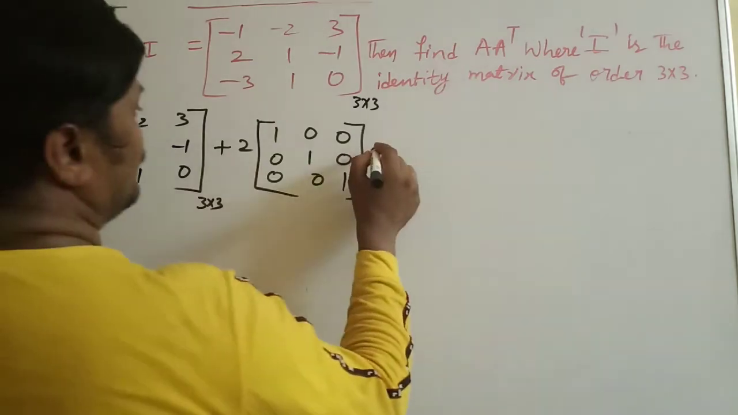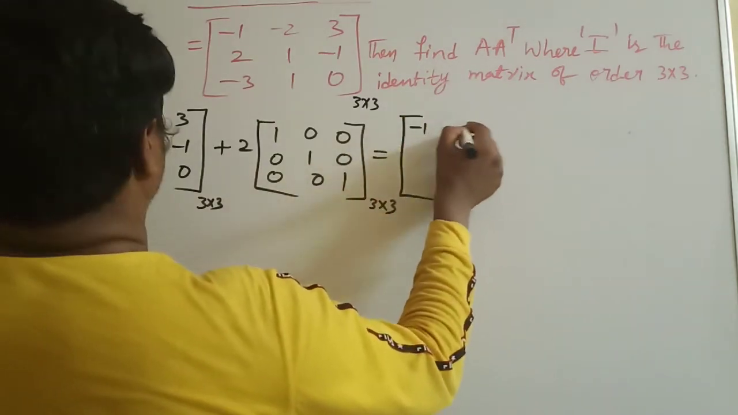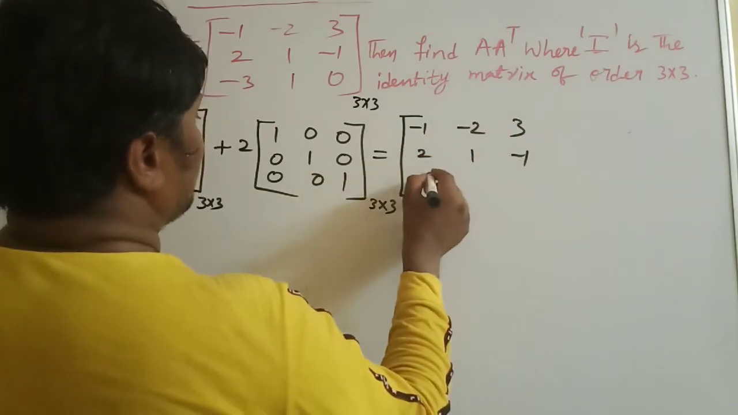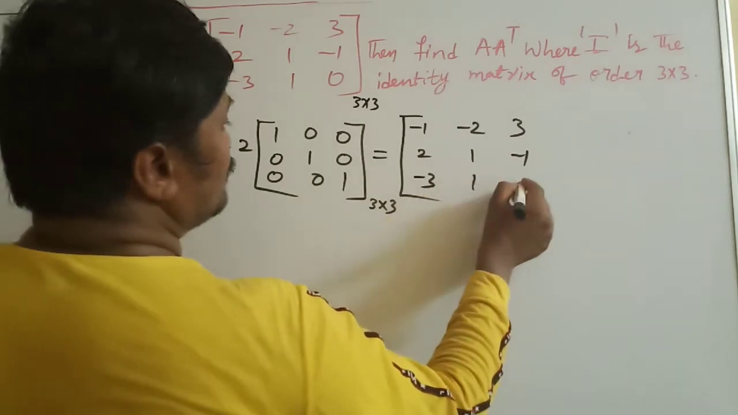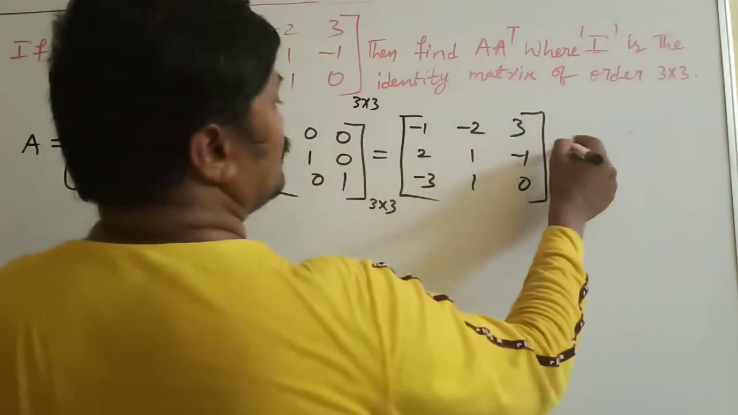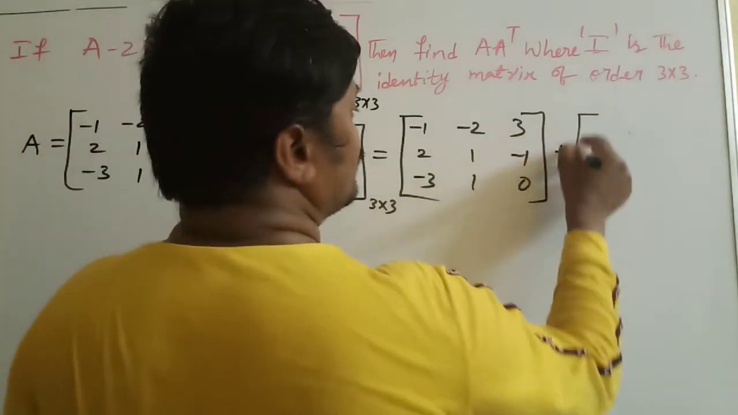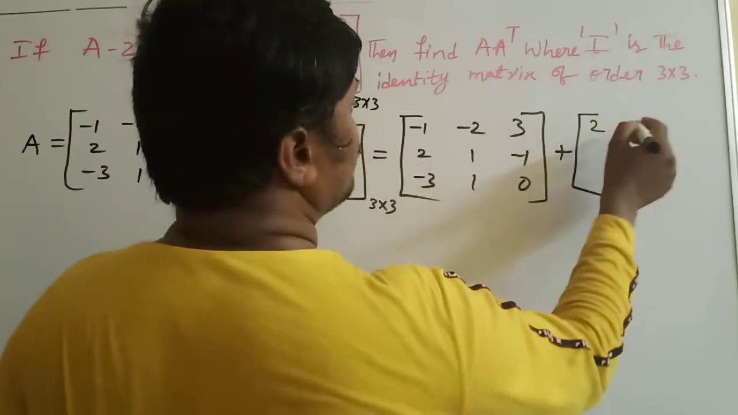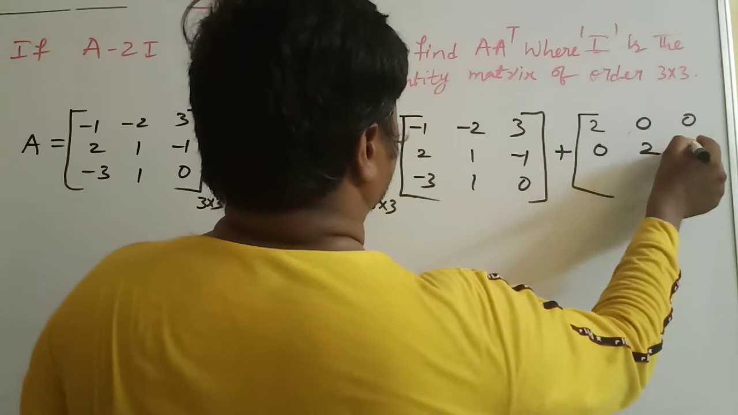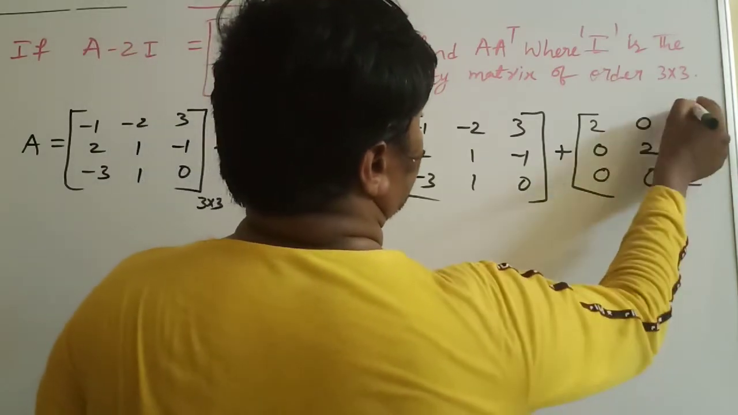So this is equal to minus 1, minus 2, 3, 2, 1, minus 1. I am explaining clearly now, step by step. Plus 2 multiplied with each element. What do you get now? 2 ones are 2, 2 zeros are 0, 2 zeros are 0, 2 zeros are 0, 2 ones are 2, 2 zeros are 0, 2 zeros are 0, 2 zeros are 0, 2 ones are 2.